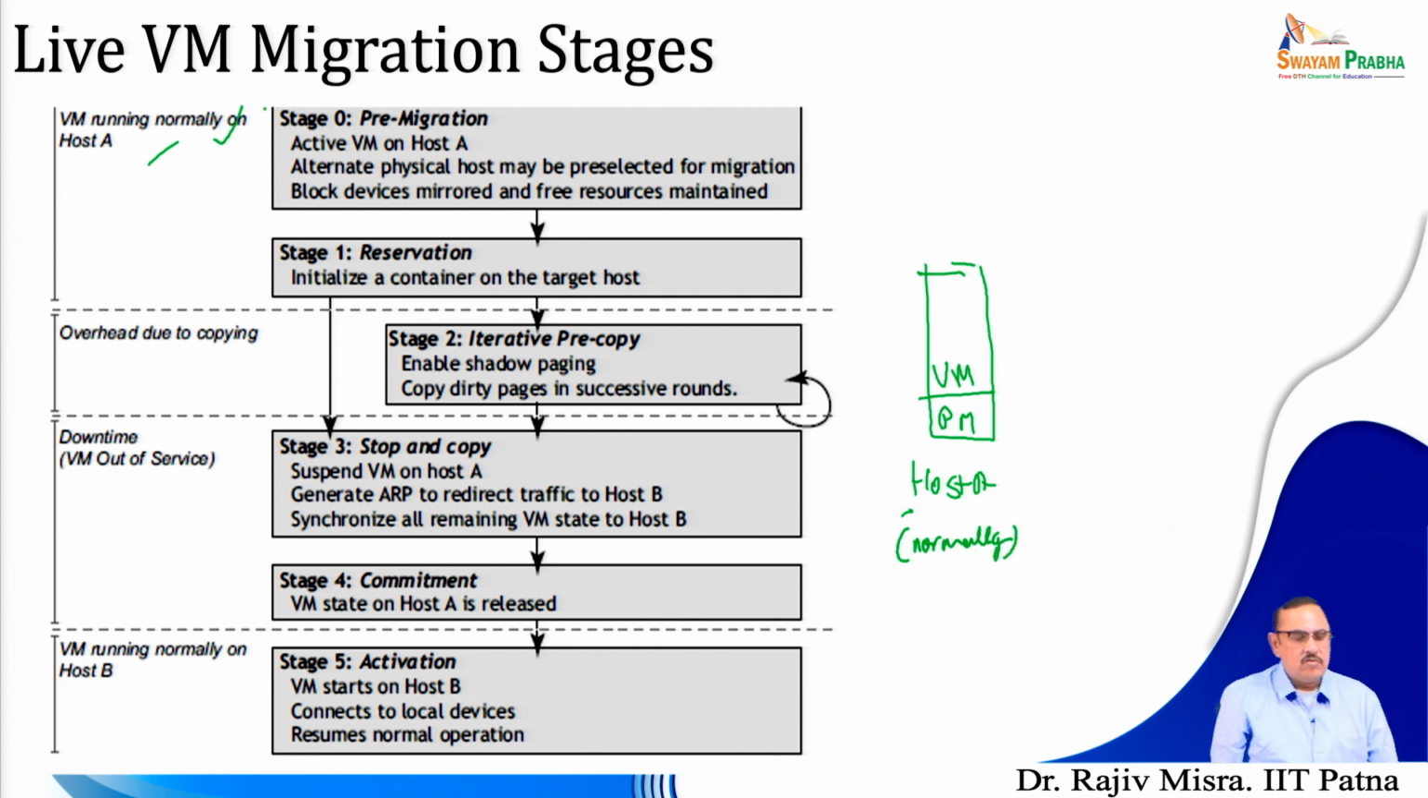Let us start with stage 0, which is pre-migration. The pre-migration stage says that you have to have an active virtual machine on host A, and then an alternative physical host may be pre-selected for the migration, that is, block devices mirrored and free resources maintained. The second stage is called the reservation, that is, it initializes a container on the target host. Let us say this is the target host.